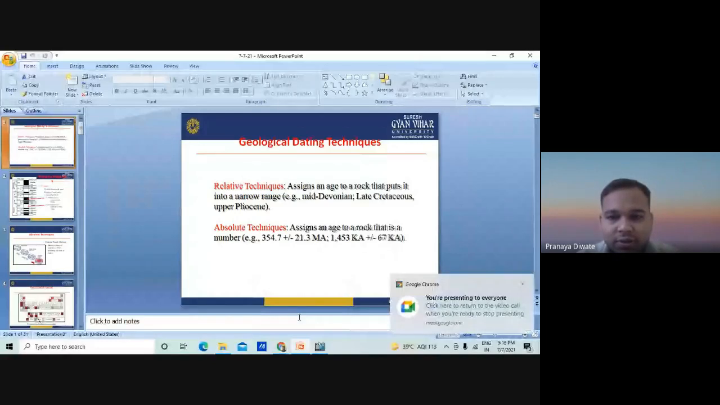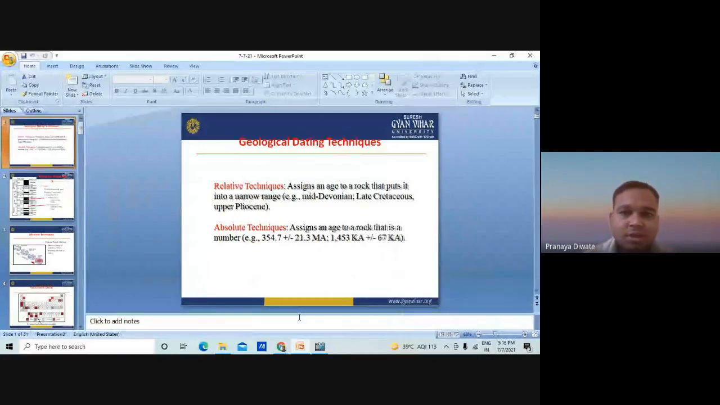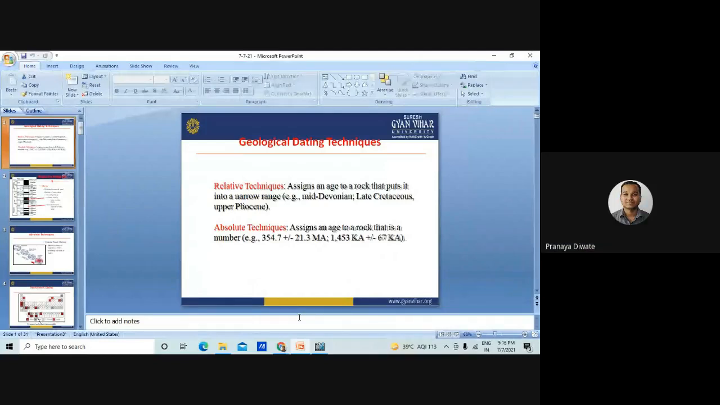Today we are going to see about the various geological dating techniques, and in particular we are going to see stable isotopes. What is the use of stable isotopes in geology, and what kind of different techniques are we using for this, and what is the use of this one?